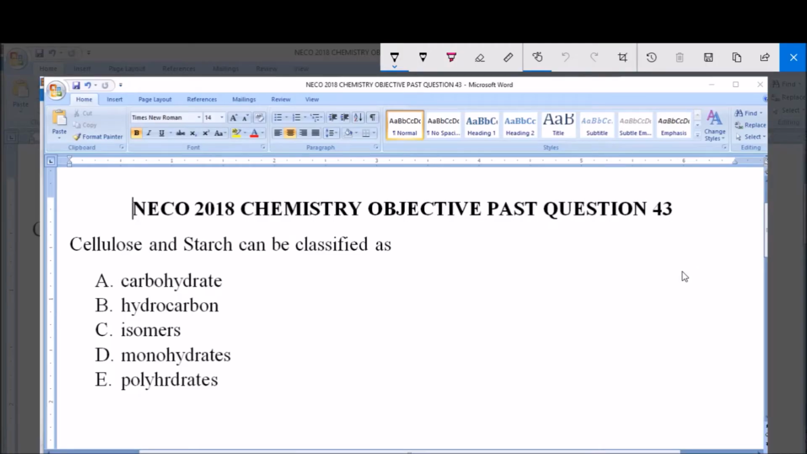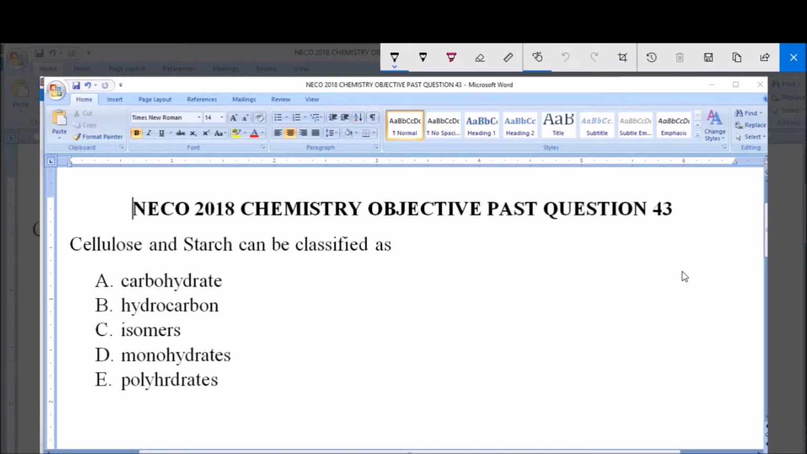I'll be answering NECO 2018 Chemistry Objective Past Question 43. Cellulose and starch can be classified as: A. Carbohydrates, B. Hydrocarbon, C. Isomers, D. Monohydrates, and E. Polyhydrates.